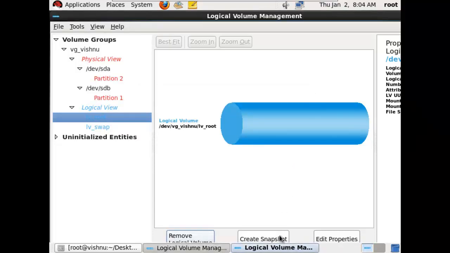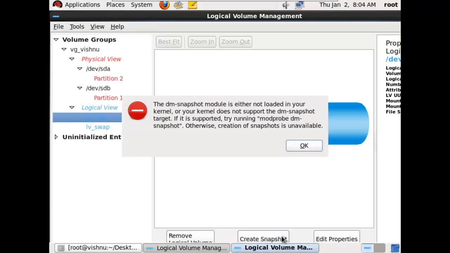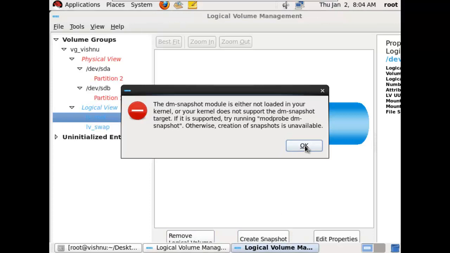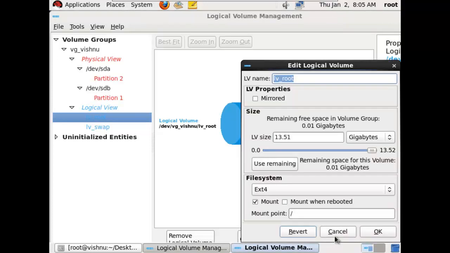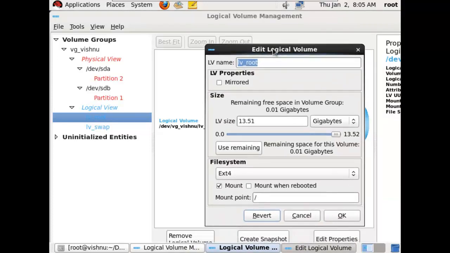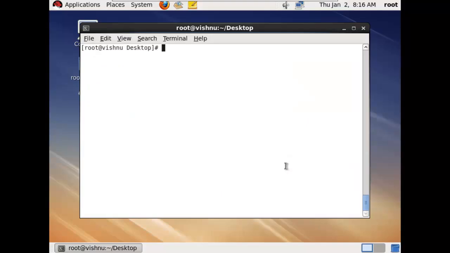Also guys, here is the option of create snapshot. If you want to create the backup or snapshot of this LV_root, here is the option. If you click create snapshot, then here is some order. And if you want to extend or reduce the size of this LV, then here is the option of edit property. If you click it, then here is the full form, where you can change the name of the root, change the size of this LV, and change the file system of this LV. Learn how to graphically manage the hard disk with the help of that LVM console.